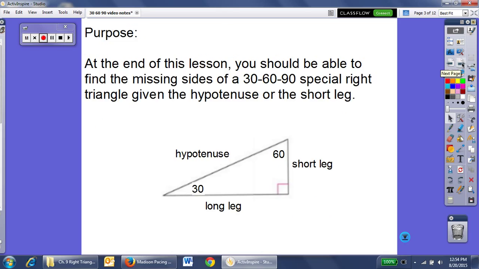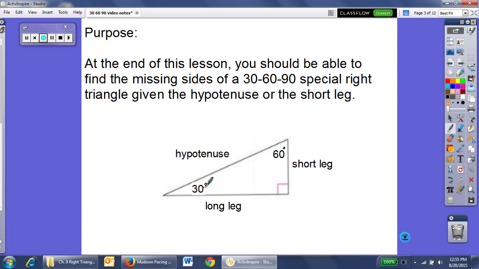Okay, so at the end of this lesson, you should be able to find the missing sides of a 30, 60, 90 degree special right triangle when given the hypotenuse or the short leg. First, let's make sure we're writing down this triangle here. This is called a special triangle because it's 30 degrees, 60 degrees, and then the right angle is 90 degrees. There are a couple things we need to understand.